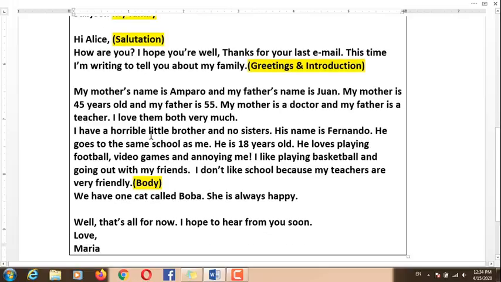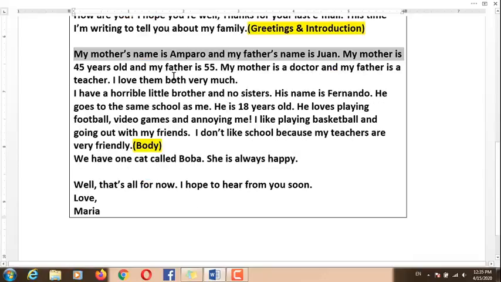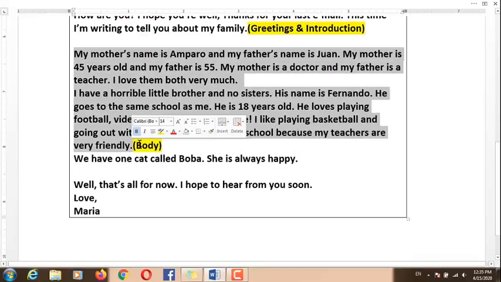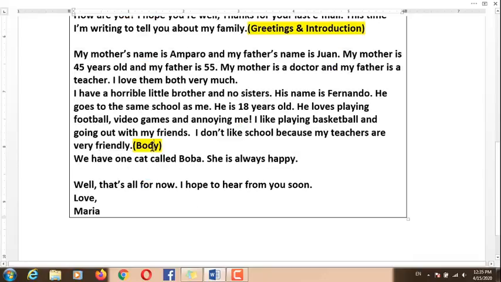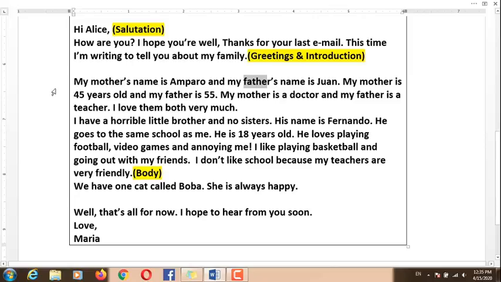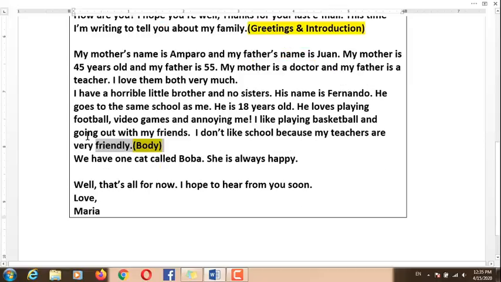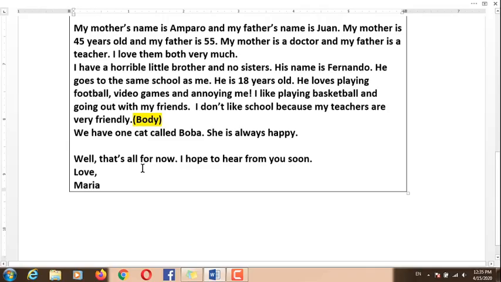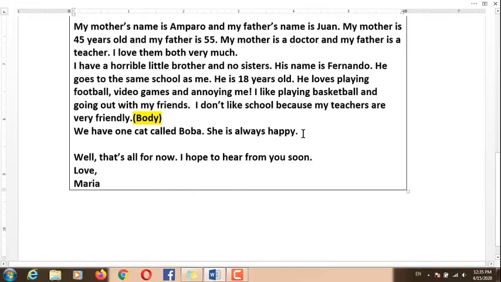In our body paragraph, I talked about what? My family, all information about my father, my mother, my brother. Okay, and if you have many members of your family, you can write all the information. It doesn't matter how many words your email must be, it's all right. So next, this one is the next paragraph. Let's see, this is my conclusion.